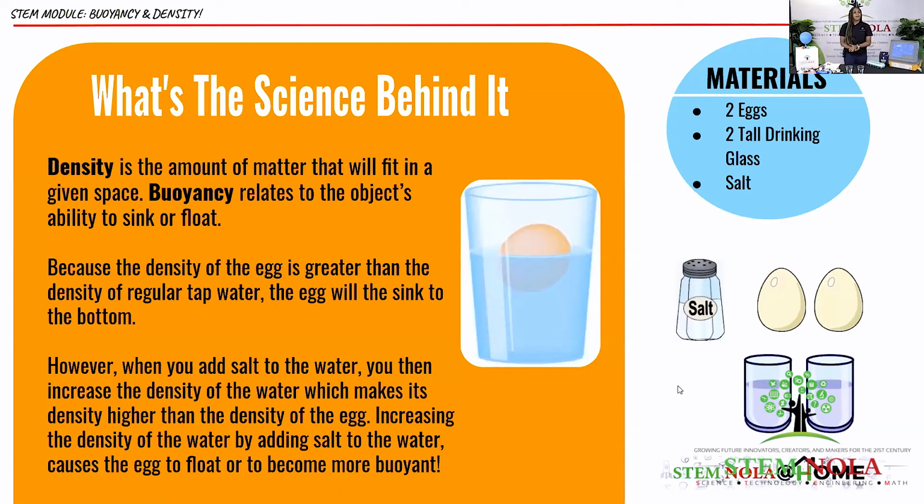Density is the amount of matter that will fit in a given space. Buoyancy relates to the object's ability to sink or float. Because the density of the egg is greater than the density of regular tap water, the egg will sink to the bottom. However, when you add salt to the water, you then increase the density of the water, which makes its density higher than the density of the egg. Increasing the density of the water by adding salt to the water causes the egg to float or to become more buoyant. All right. Are you guys ready to start?